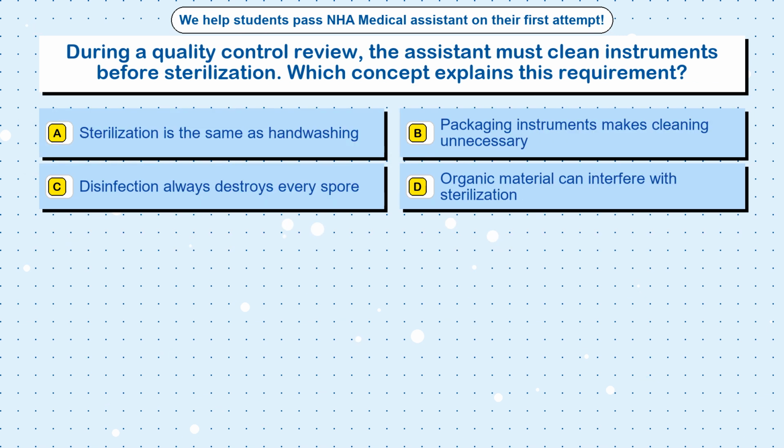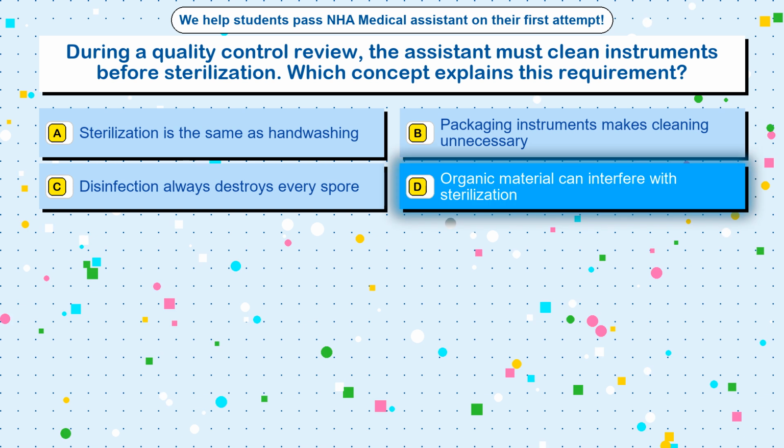Question 25. During a quality control review, the assistant must clean instruments before sterilization. Which concept explains this requirement? Option A. Sterilization is the same as hand washing. Option B. Packaging instruments makes cleaning unnecessary. Option C. Disinfection always destroys every spore. Option D. Organic material can interfere with sterilization. The correct answer is option D.